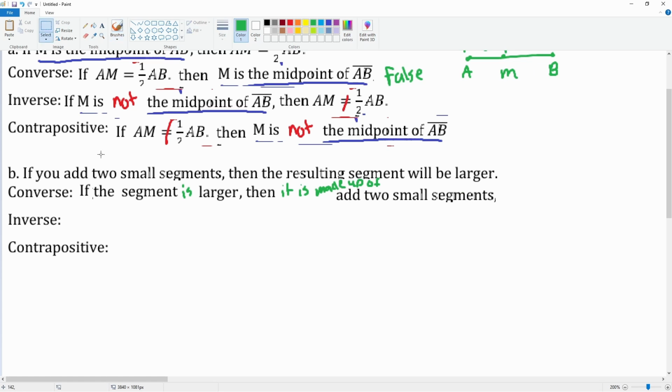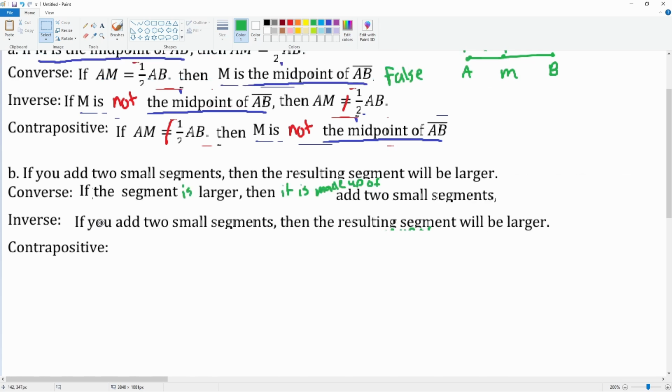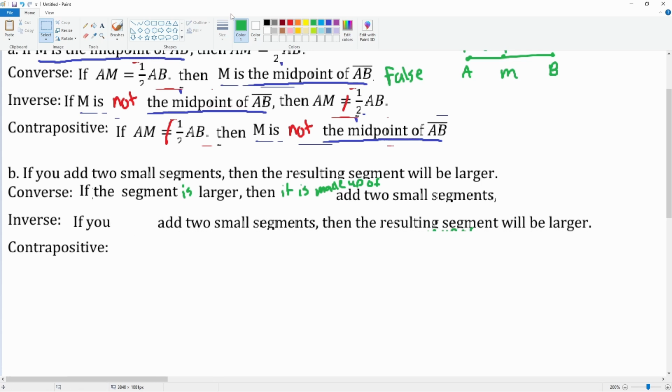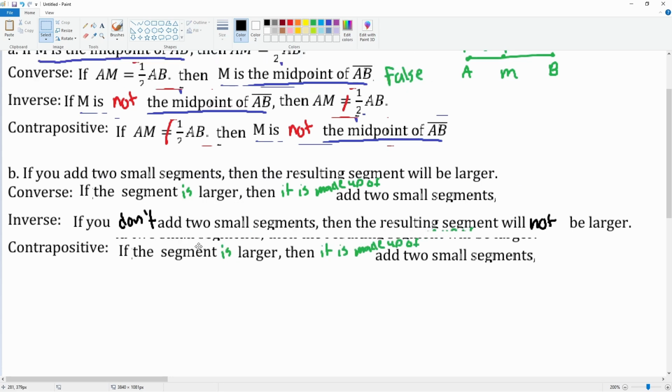The inverse would be the not version of this, so let's grab it. Okay, and let's put not. If you don't add two solid segments, then the resulting segment will not be larger. And then the contrapositive would be the not version of this.